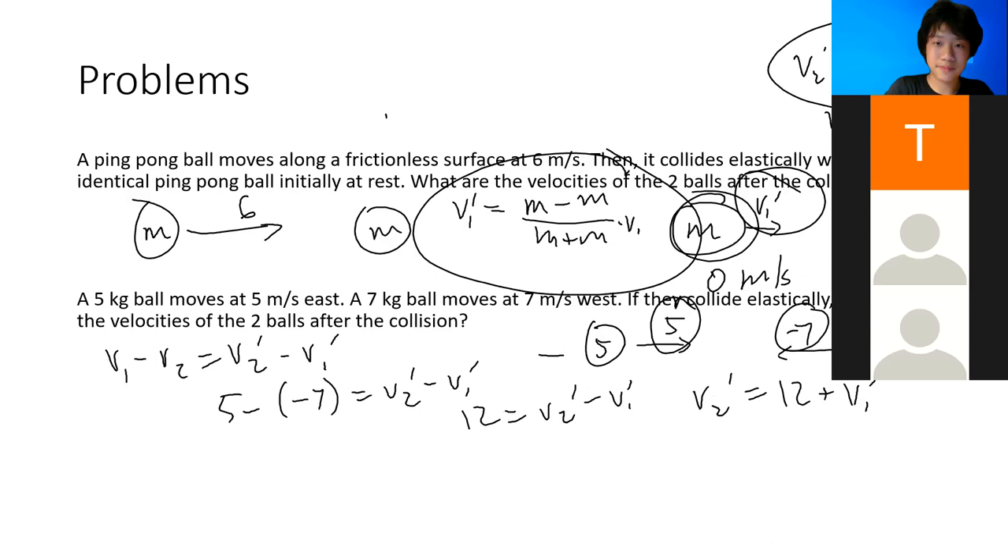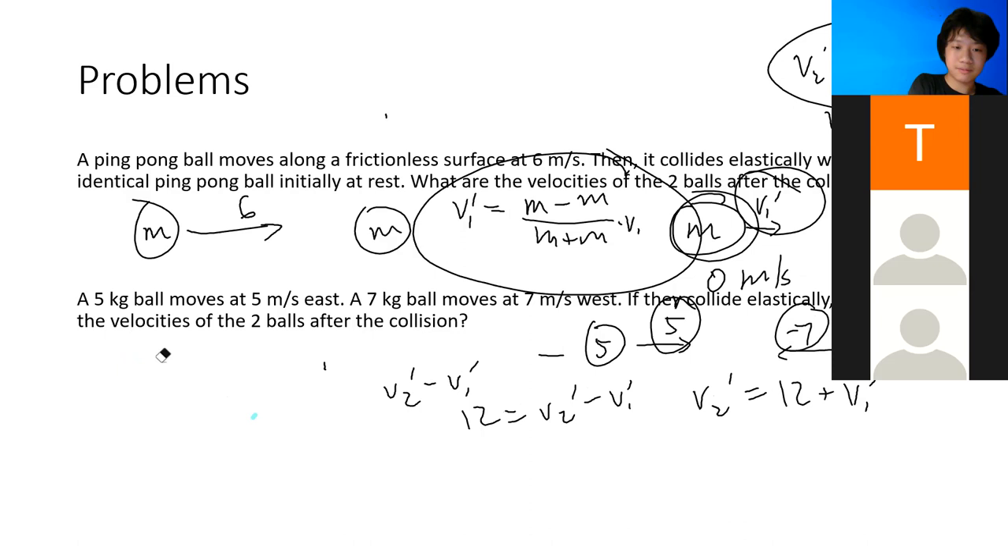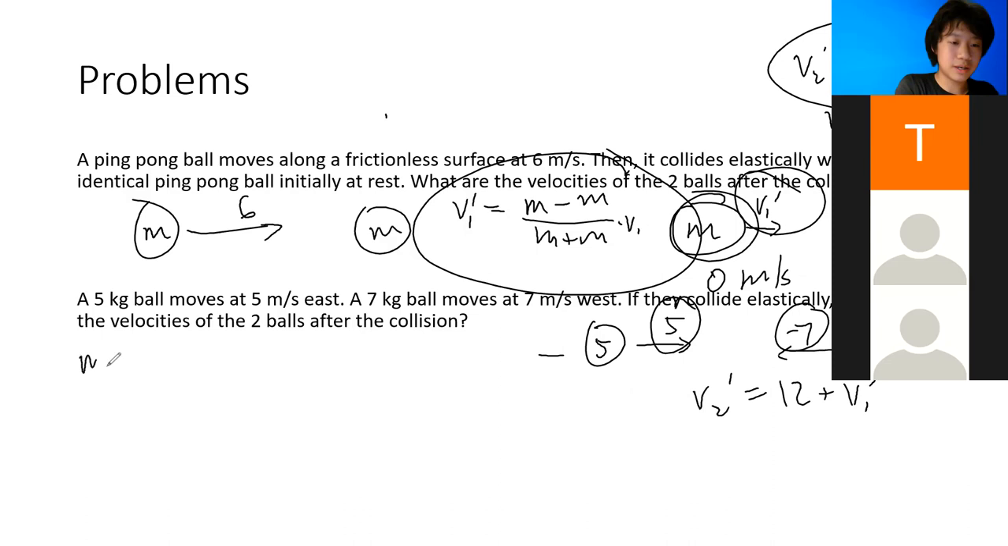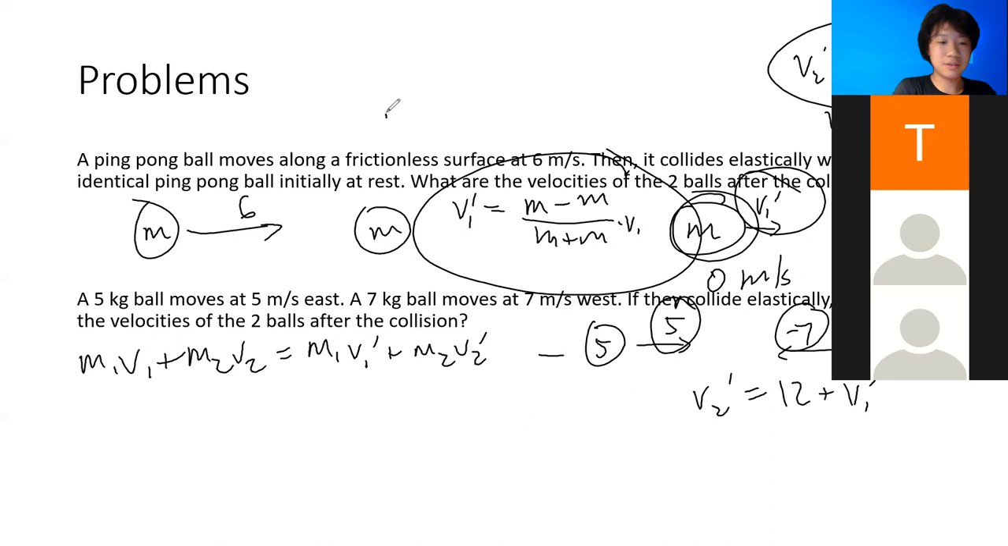All right. So with that, now we can use the conservation of momentum equation, which is M1 V1 plus M2 V2 equals M1 V1 prime plus M2 V2 prime. M1 V1 plus M2 V2 is just 5 times 5 plus 7 times negative 7. This equals M1, which is 5, times V1 prime.